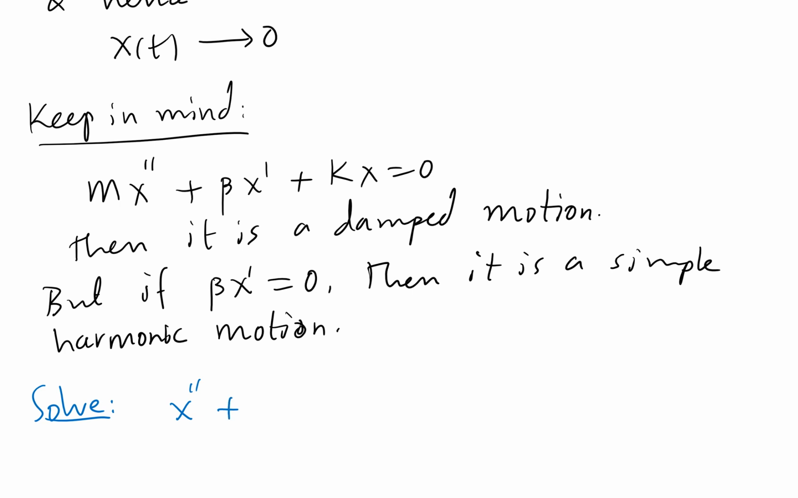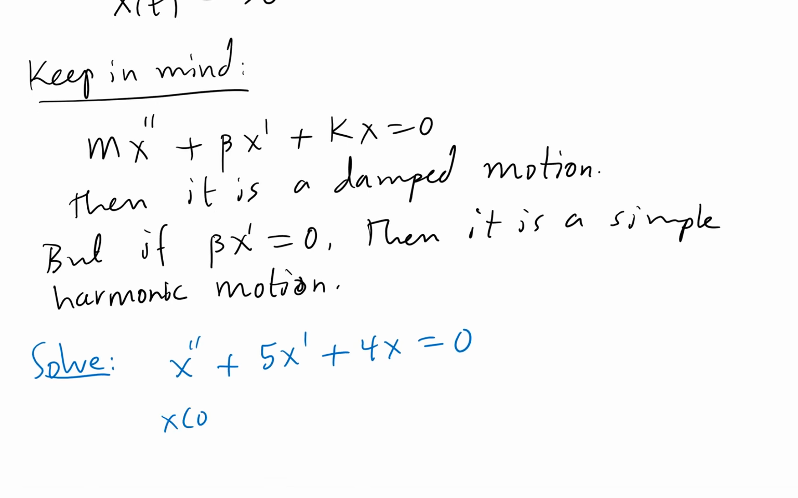Let's look at this one: x double prime plus 5x prime plus 4x equals 0. X prime means dx/dt, some kind of differential form, with the initial conditions x of 0 is 1 and x prime of 0 is 1 as well. So we need to solve such a differential equation.